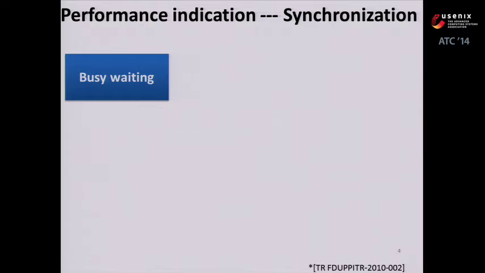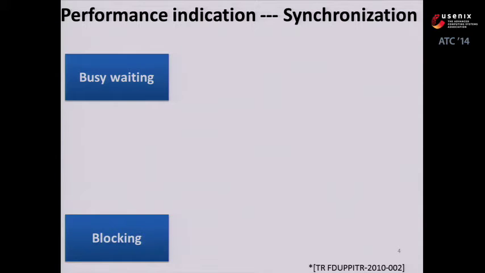So what's the performance implication? The difference between virtual CPUs and physical CPUs can greatly impact synchronization performance. We all know that there are two types of synchronization. One is busy waiting, which means that a thread spins when it waits at a synchronization point. The other type is called blocking, where a thread is blocked when it's waiting at a synchronization point.